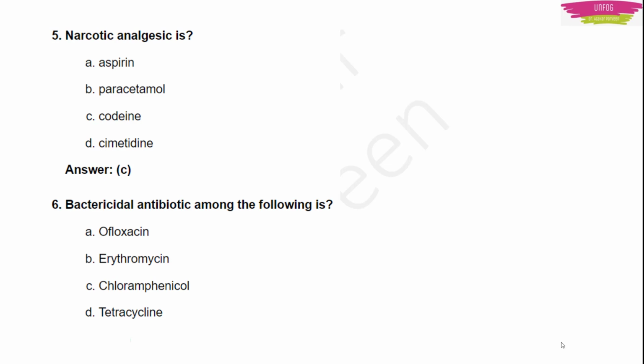Next question. Narcotic analgesic is, of course, codeine. Narcotic means the illegal type of drugs, no? So codeine, you can remember the name. Next question, bactericidal antibiotic among the following is, the answer is ofloxacin. Actually, any medicine with the ending -xacin, norfloxacin, ofloxacin, like that, they are all antibiotics. You can remember, bactericidal antibiotics.